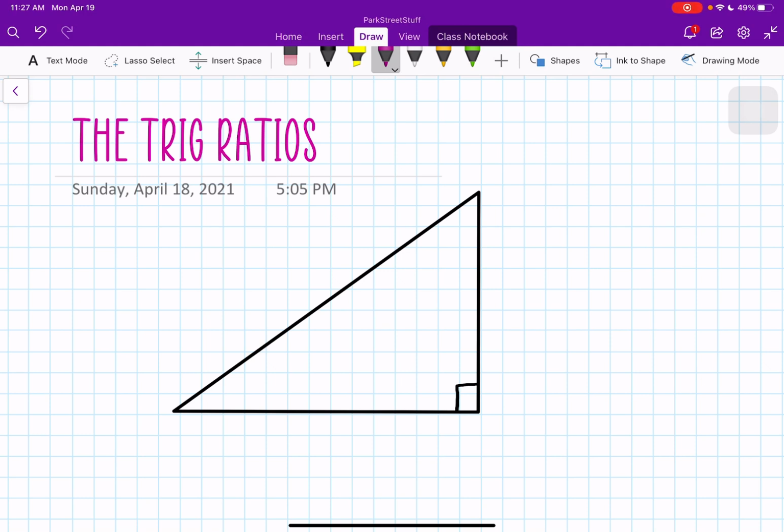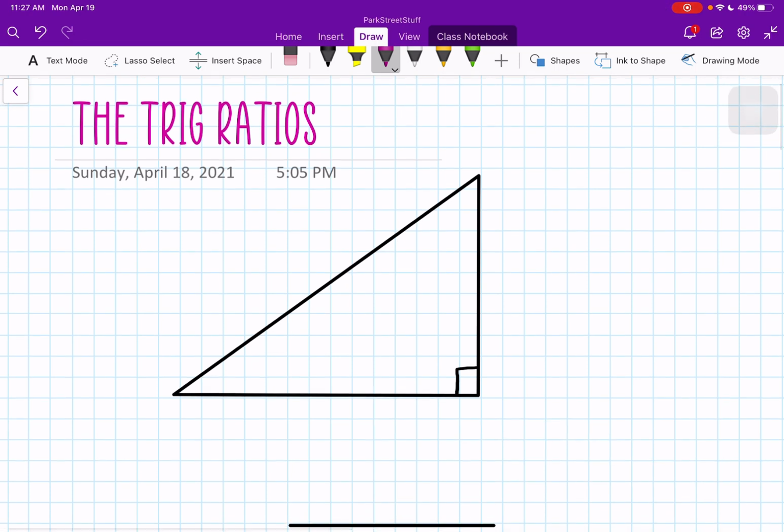Today we're going to be looking at trigonometry, and we're going to be looking at the trig ratios. Now the trig ratios only come into play when we're dealing with a right angle triangle. Before we start looking at those ratios though, I just want to show you some of the Greek letters that we use when we're dealing with trig and labeling angles.